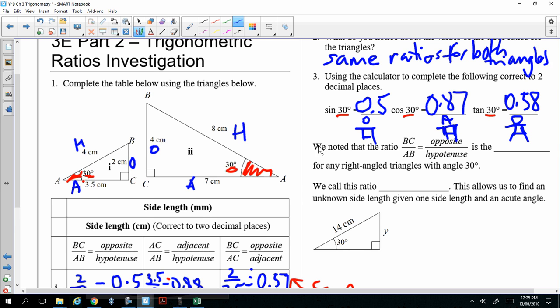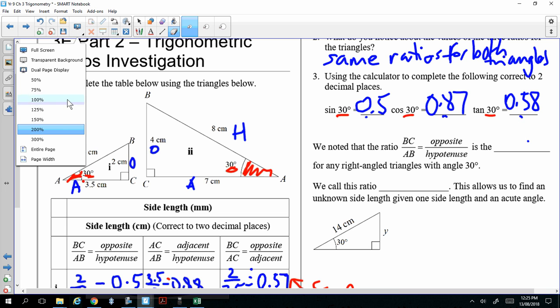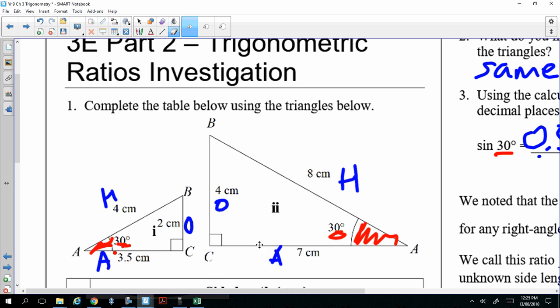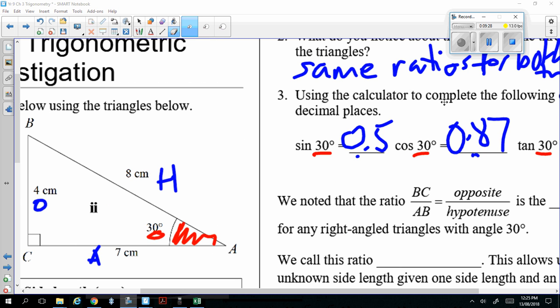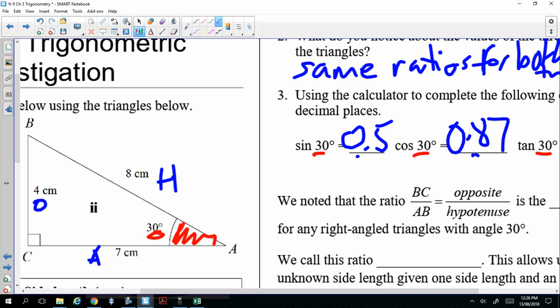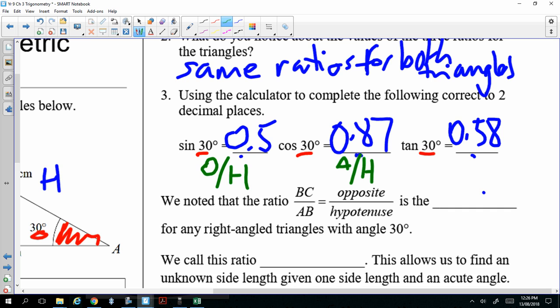Okay, let me draw it again. Let me try again. Alright, so basically we worked out sine 30 is related to opposite over hypotenuse. Cos is adjacent over hypotenuse. Tan is opposite over adjacent.